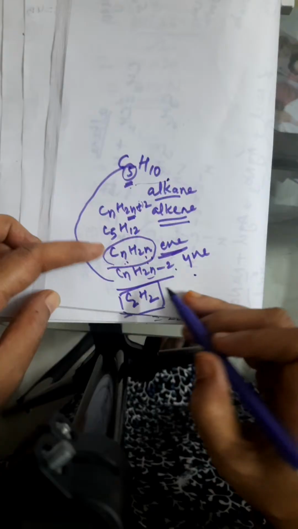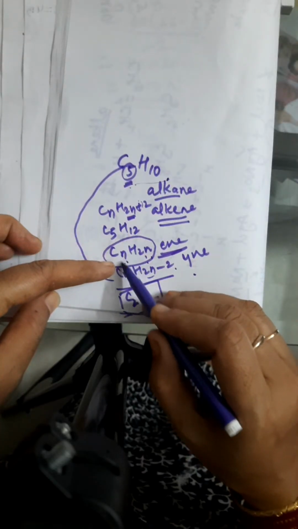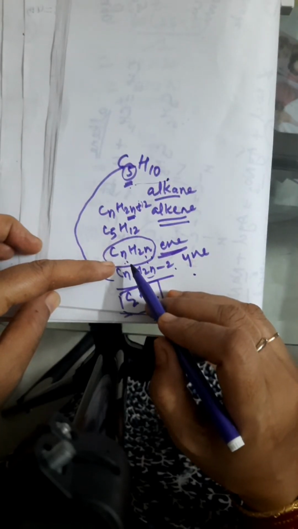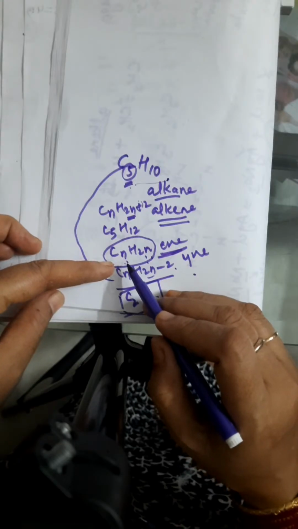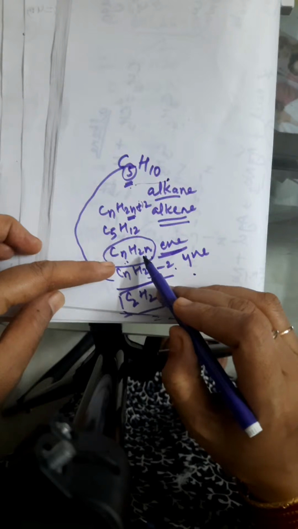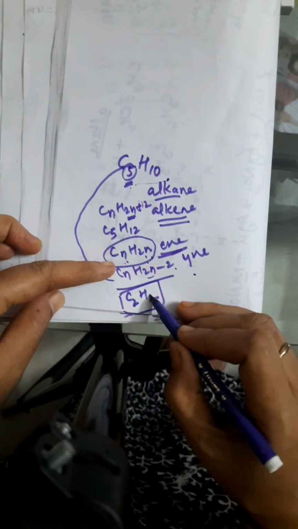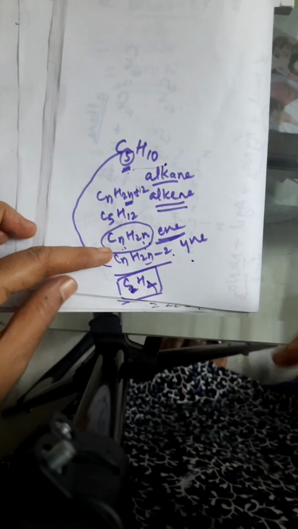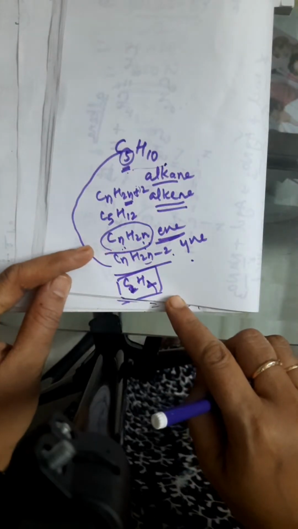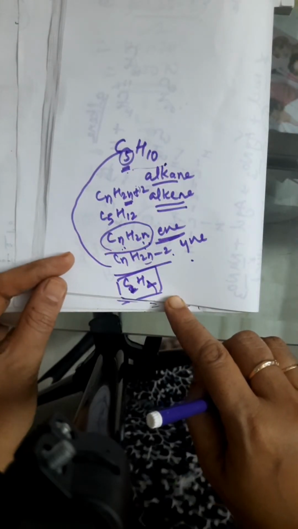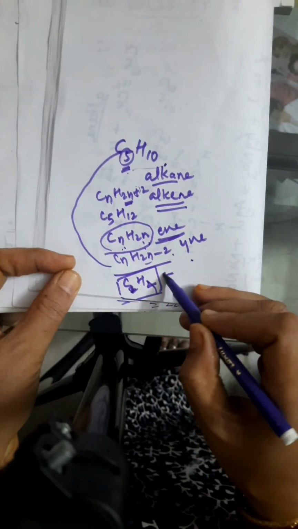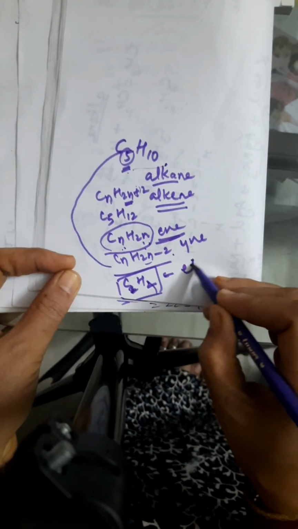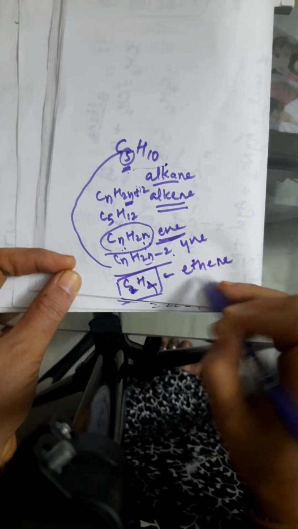So for the first member, in place of n we will take 2, as for alkene and alkyne at least 2 carbons are needed. So the formula will be C2, 2 2s are 4. So C2H4 is the correct answer. Very good. C2H4 is the first member and its name is ethene.